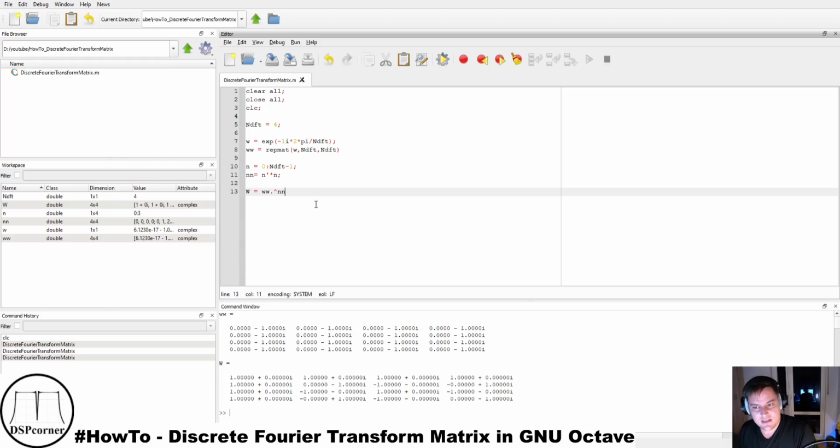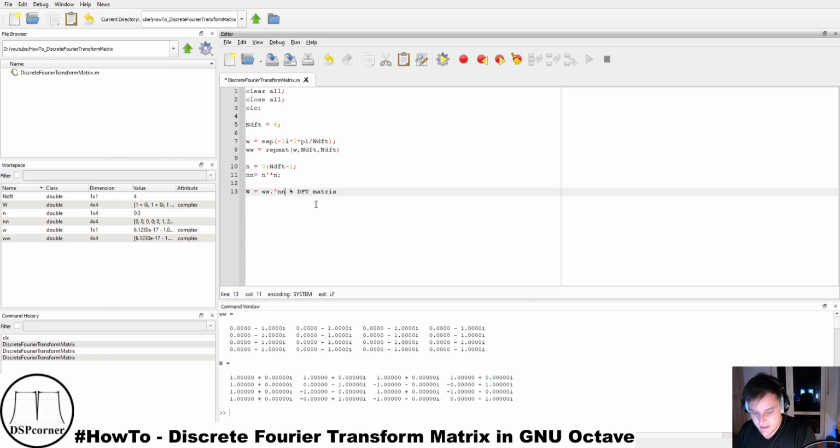In the literature you will see that there are also some normalization factors, so that each element will be normalized, for example, to the square root of the length of the DFT, or will be normalized to the length of the DFT. But in this example we will not use any normalization factor in order to produce the same result as Octave will give us if we would use the FFT command. So this is our DFT matrix.